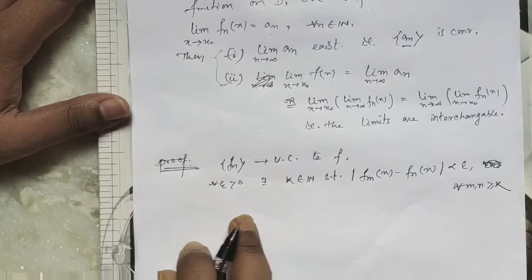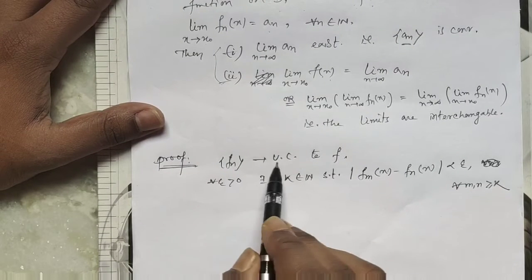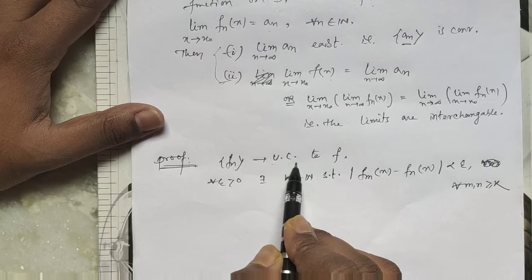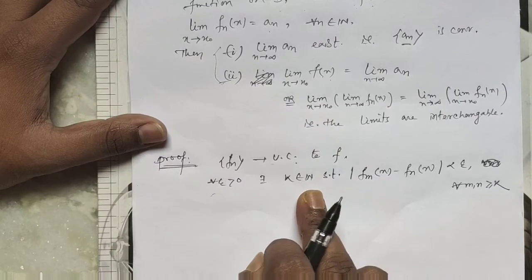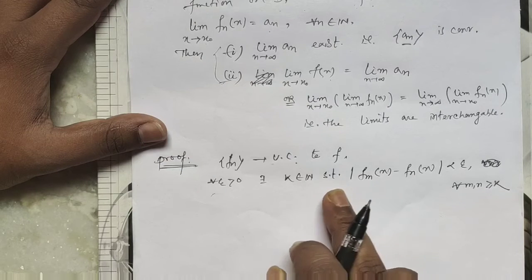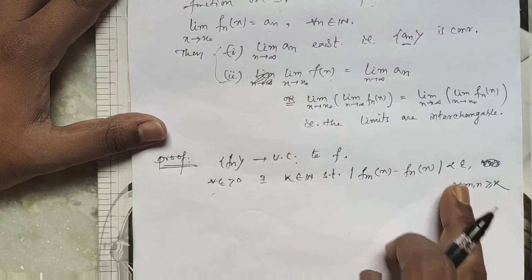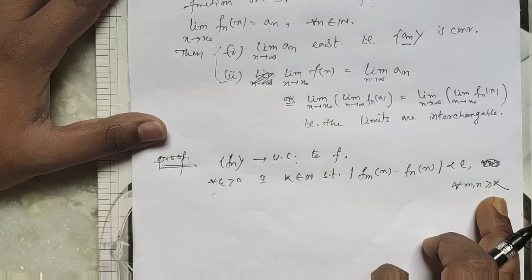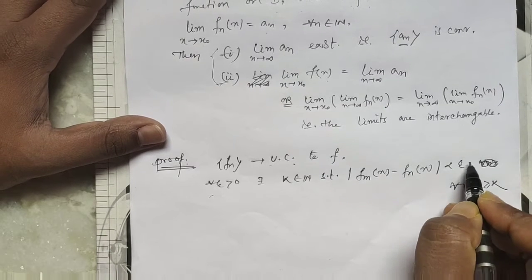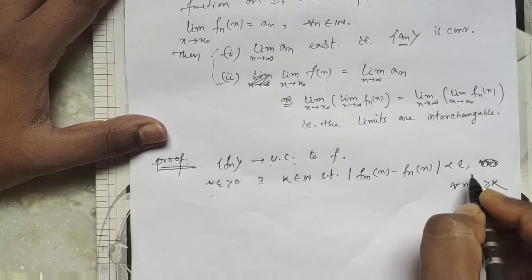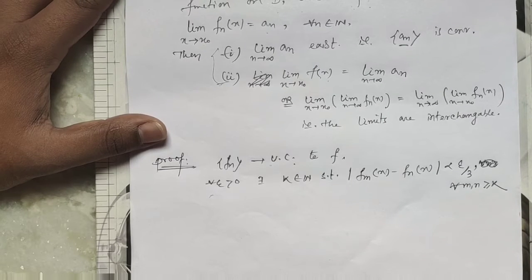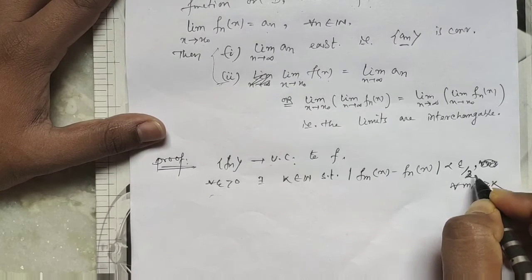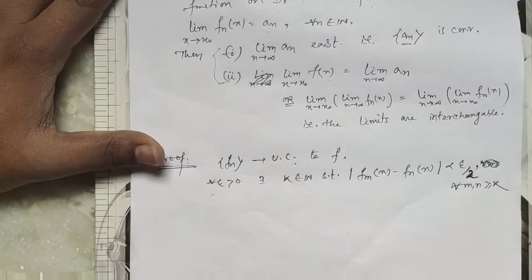So a sequence of functions is uniformly convergent if and only if it satisfies the Cauchy criteria, and this is the Cauchy criteria: for each epsilon greater than 0 there exists k belongs to N such that mod of f_m(x) minus f_n(x) is less than epsilon for all m, n greater than or equal to k. Here we take epsilon, epsilon by 2, epsilon by 3 as our choice. So we take epsilon by 2.